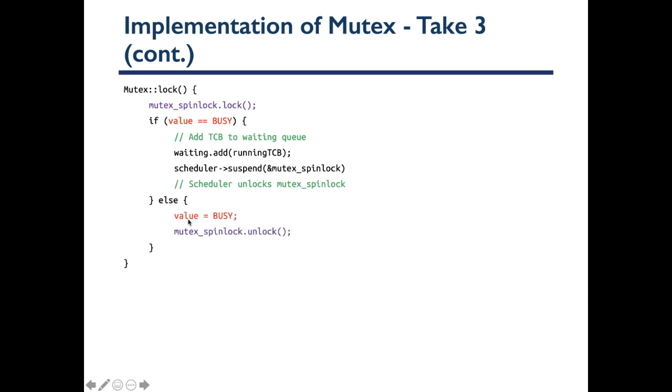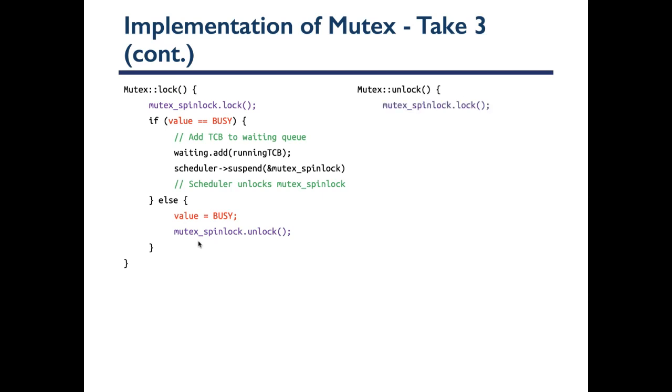And then here, the else: if the value is free, we just make it busy and unlock the scheduler, the Spinlock. Now we have the lock. So we have the mutex. We have locked the mutex. Now let's look at unlock.